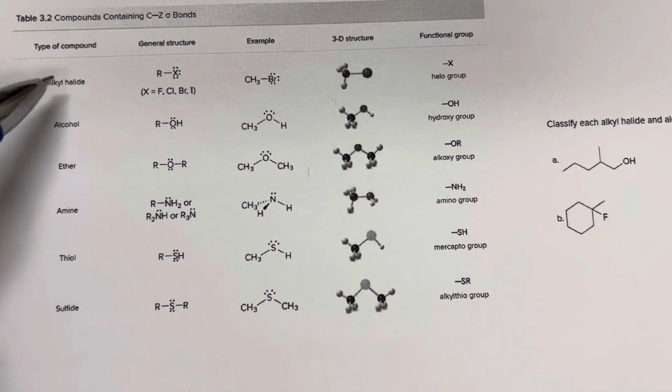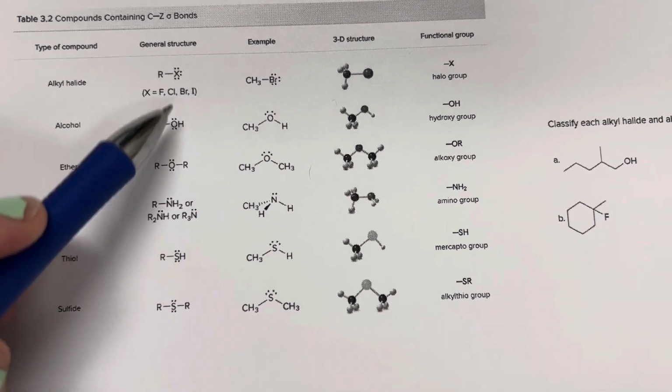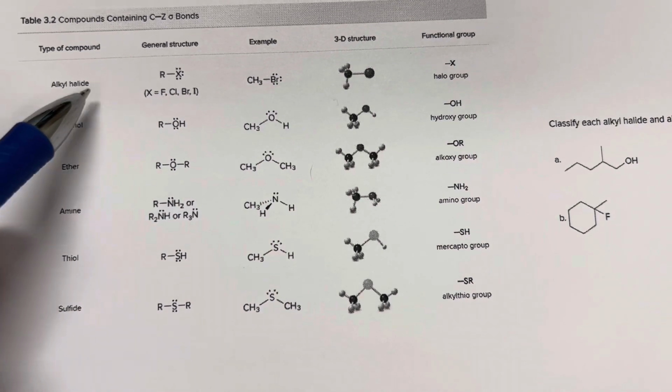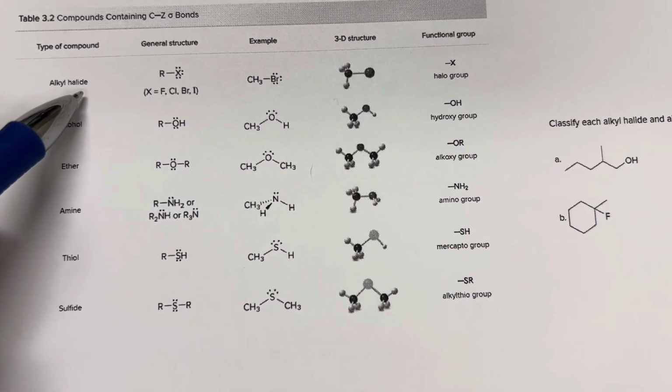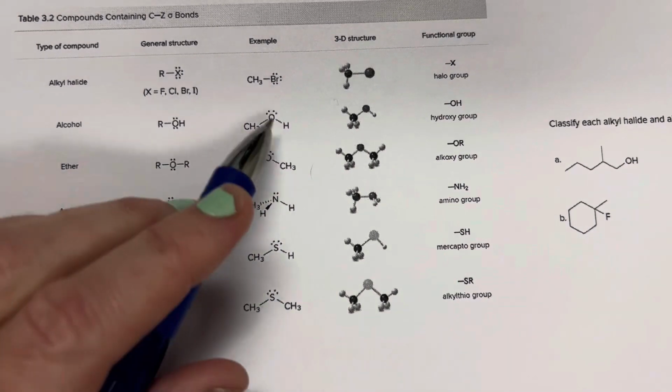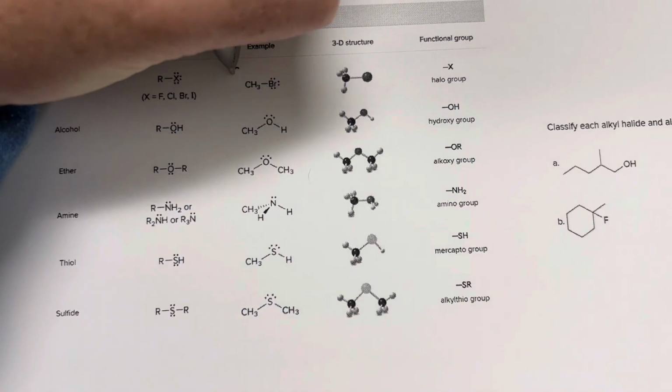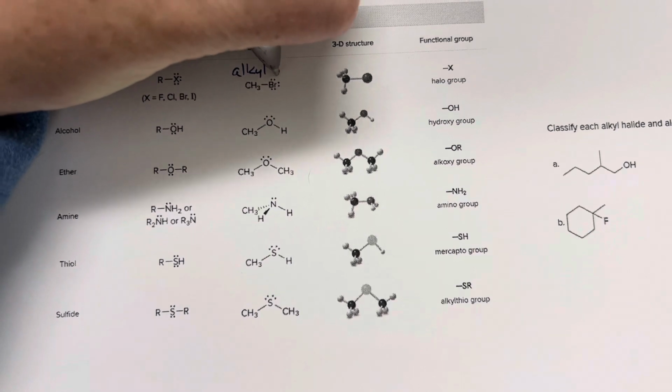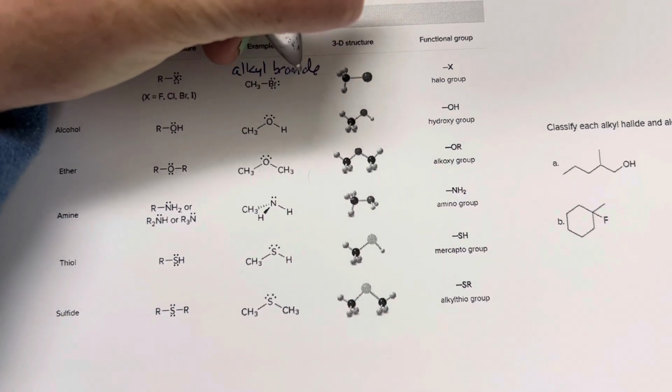So you could also even break this down even further. If that X right there is a fluorine, this is an alkyl fluoride. Or if that's a chlorine, this is called an alkyl chloride. Bromine, it's an alkyl bromide. So this right here is an alkyl bromide.